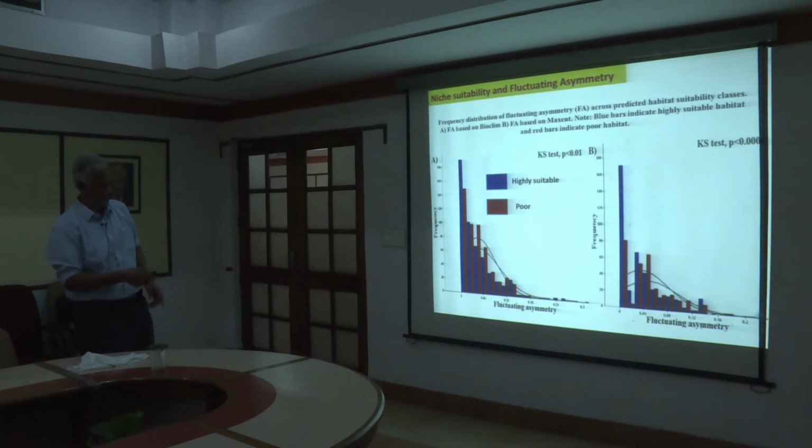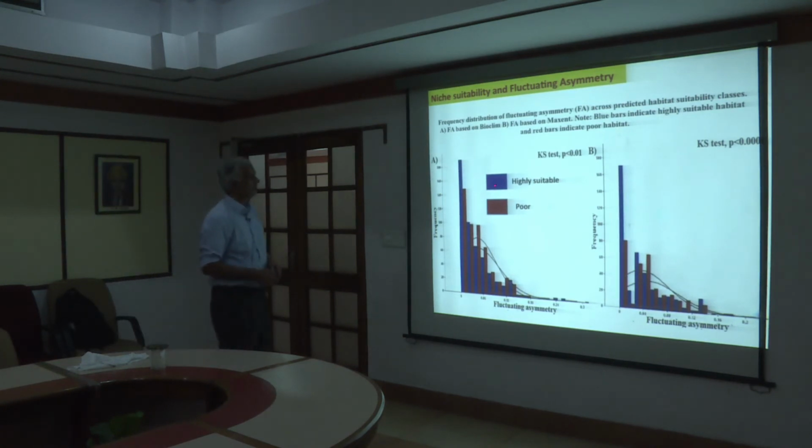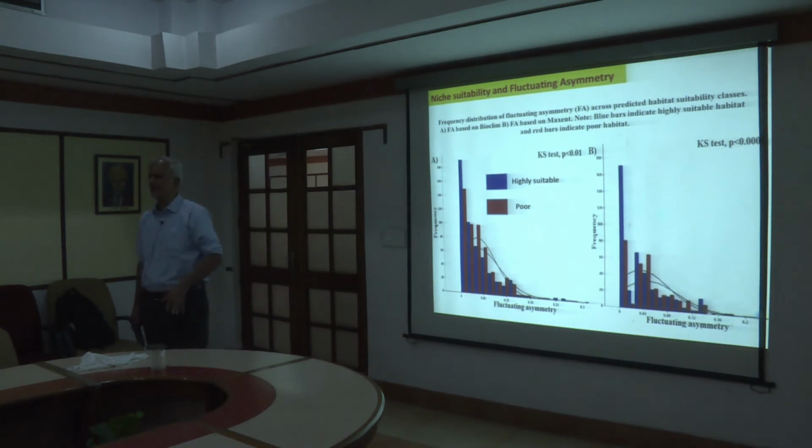I will skip this one, but if you look at the fluctuating asymmetry, blue are the individuals coming from highly suitable habitat from the modeling experiment. Red is poor. What you find is, when you look at the individuals from the highly suitable habitat, on an average their fluctuating asymmetry is lesser compared to those coming from poor. So, for some reason, maybe there is genetic lethality, maybe there are developmental recessive lethals accumulated in those plants, you have larger fluctuating asymmetry in trees that are in poorly suitable habitat compared to highly suitable habitat.